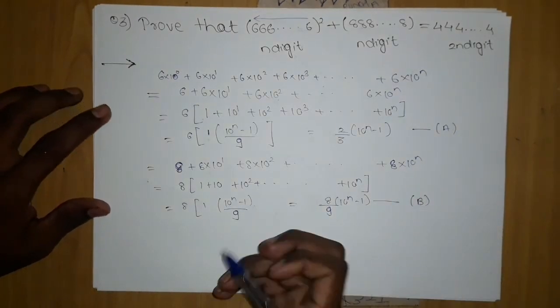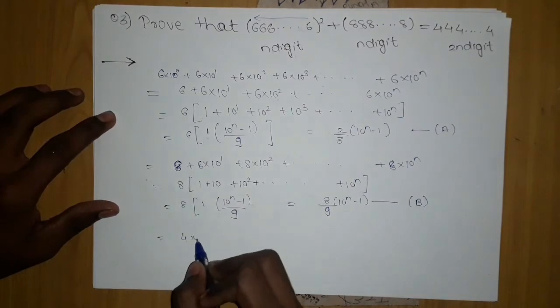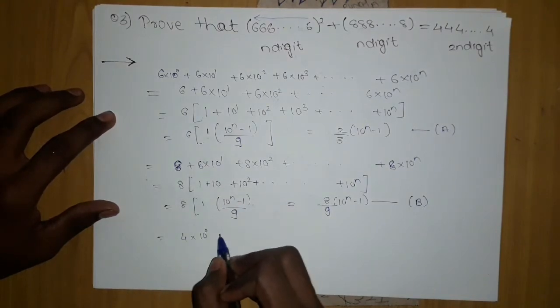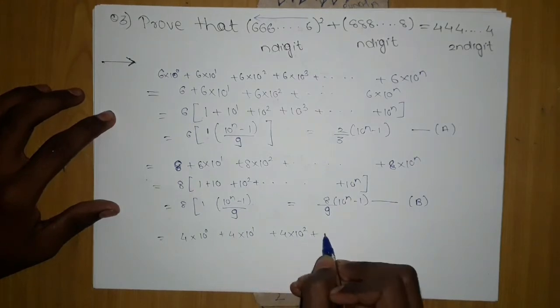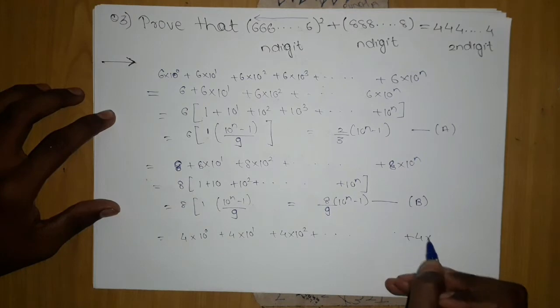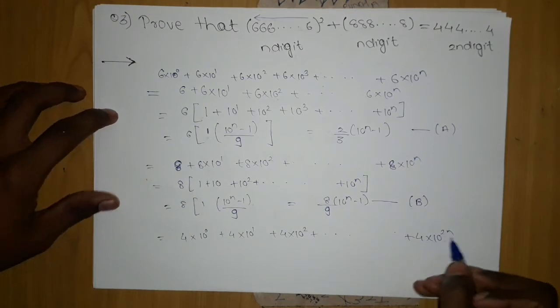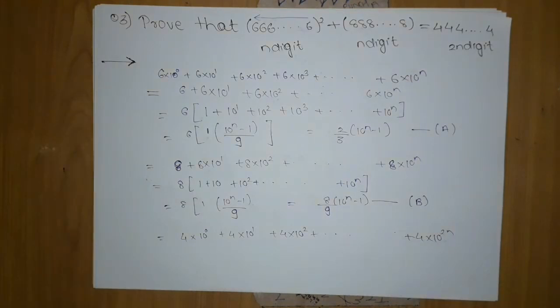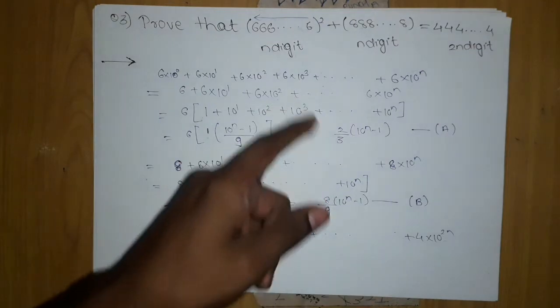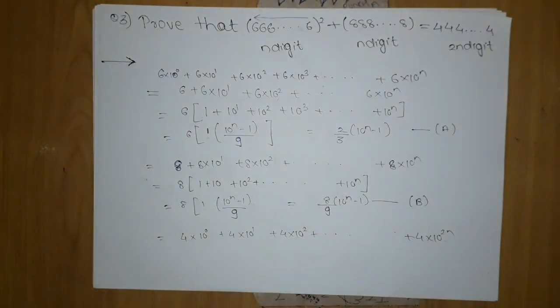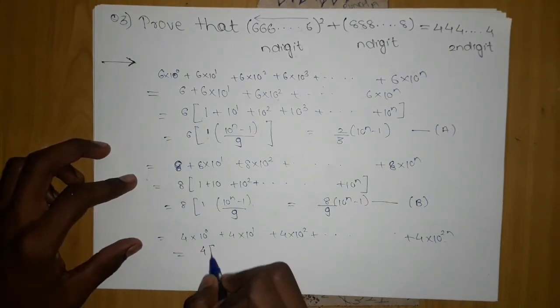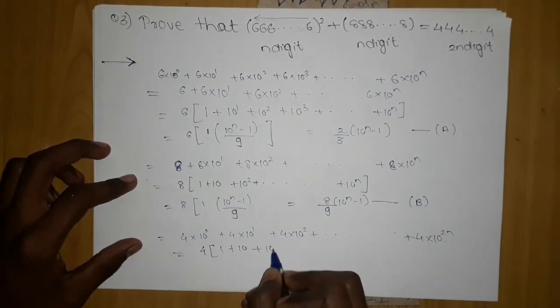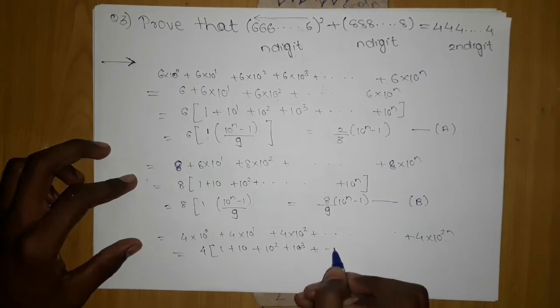Now let's find the fourth one. It will be nothing but 4 into 10 power 0 plus 4 into 10 to the power 1 plus 4 into 10 to the power 2, till what? Here the crucial part is how many digits will it be? 2 into n, 2n digits are there. Here it was moving to n digits, here it will move to 2n digits. That is the trick part. If you don't do that, your answer will come wrong. That is also given in the problem. If I take here 1 plus 10 square plus 10 cube till what?